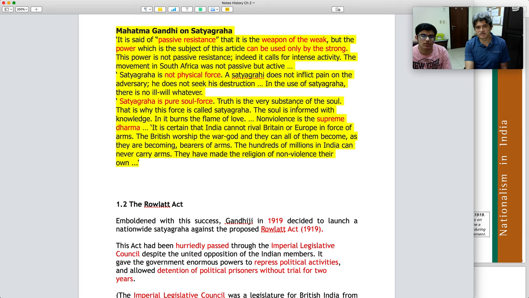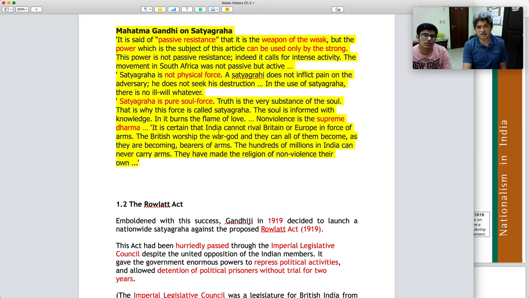So truth is the very substance of the soul. This is why the force is called Satyagraha, because it is the truth which is the actual force behind the Satyagraha. The soul is informed with knowledge. In it burns the flame of love. Non-violence is a supreme dharma, the ultimate religion.